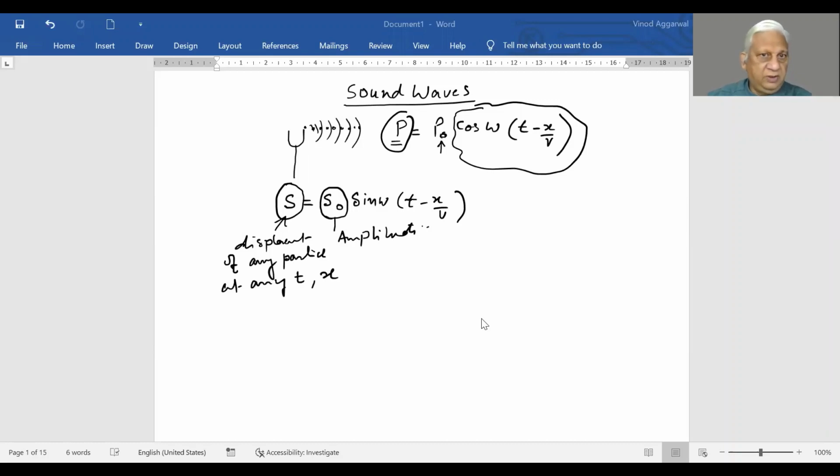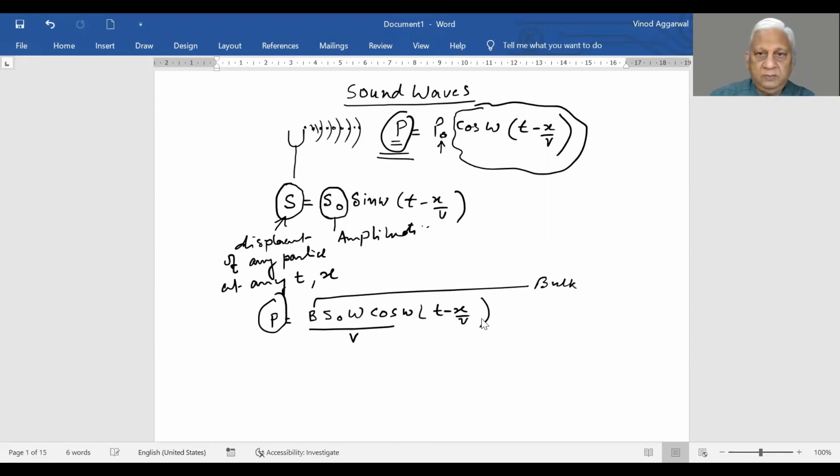Now, there are a few other terms in sound waves. Pressure can also be written as beta S omega cos omega T minus XV divided by V. And what is this? This P and this P are same. B is bulk modulus. S0 we have seen again, angular velocity. And this V is velocity of sound.